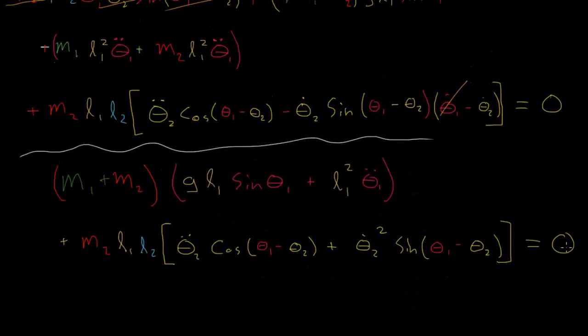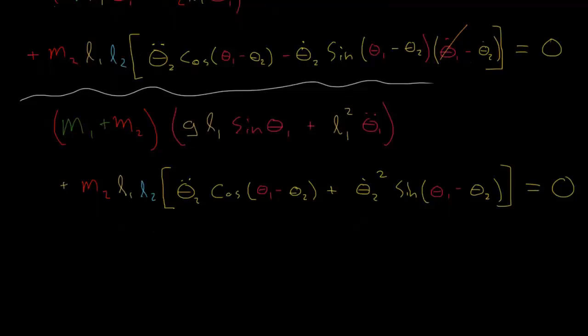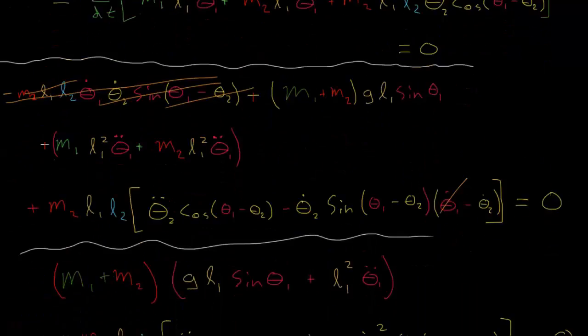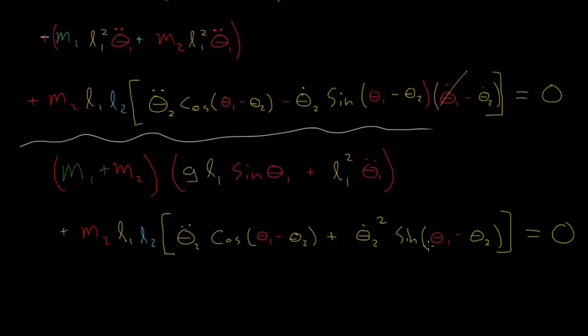Now we have this second order differential equation. It has two derivatives with respect to time, and it actually has theta 1 and theta 2 in it. If we apply the Euler-Lagrange equation for theta 2, and we went through more or less the same steps, we would get something like this, and then we'd have a pair of second order differential equations that we could solve to find the motion of this system with certain initial conditions.